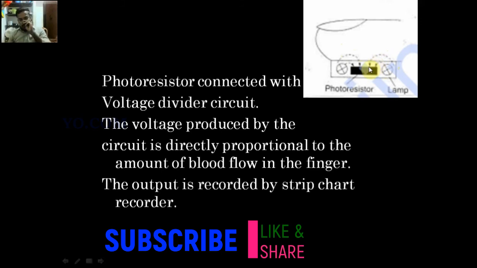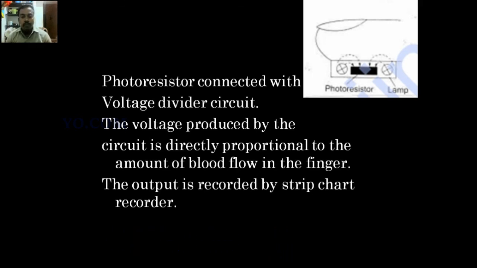The voltage divider circuit is connected with the photoresistor. The voltage produced by the circuit is directly proportional to the amount of blood flow in the finger. The output is recorded by the strip chart recorder. So this is pulse measurement, just like a clip that is connected to our finger. That is used in ambulances.